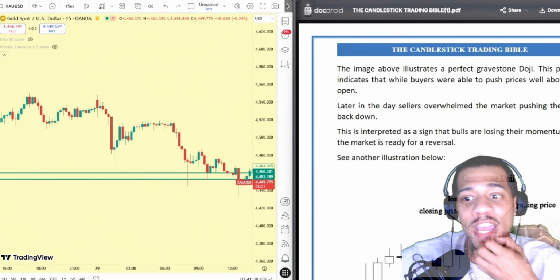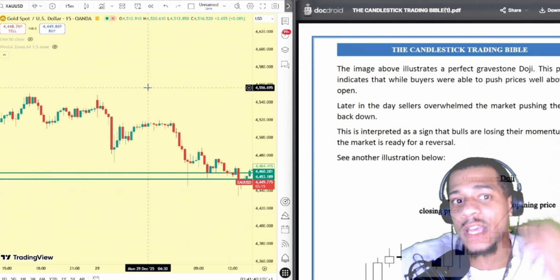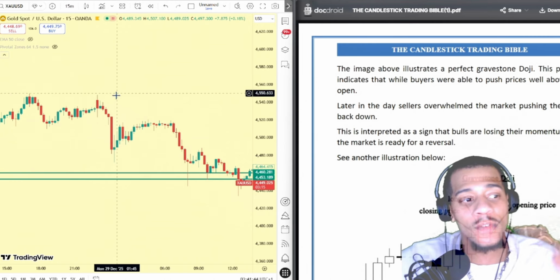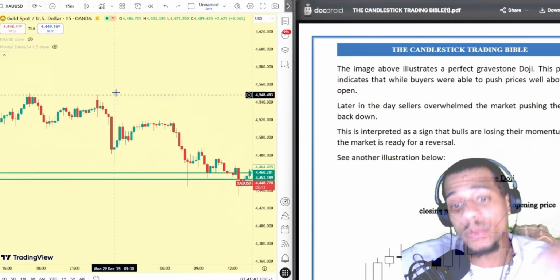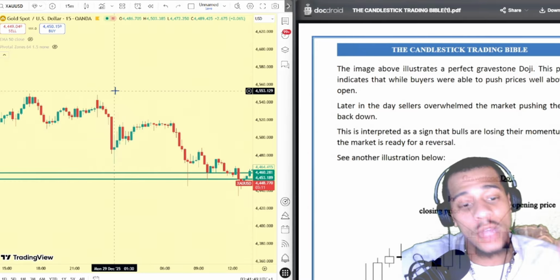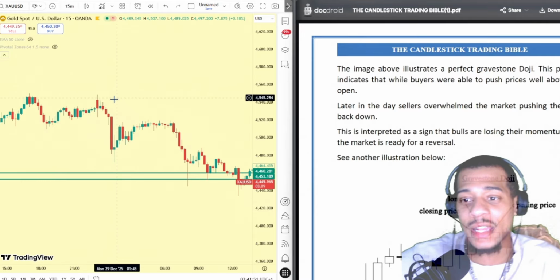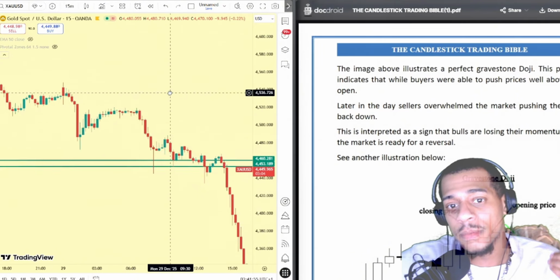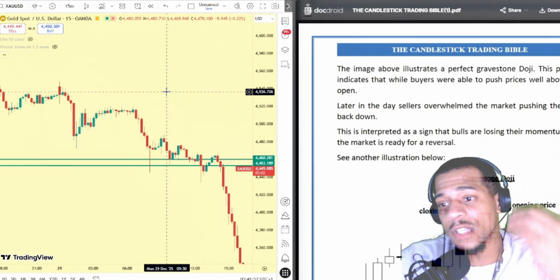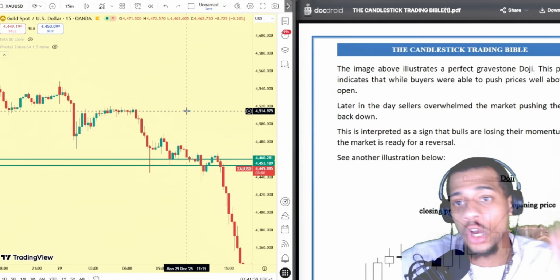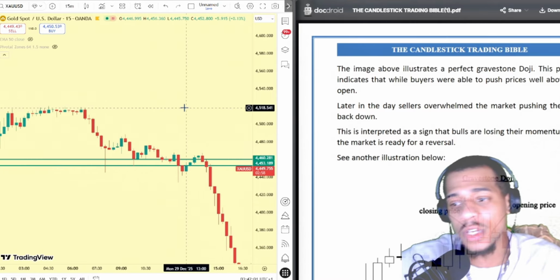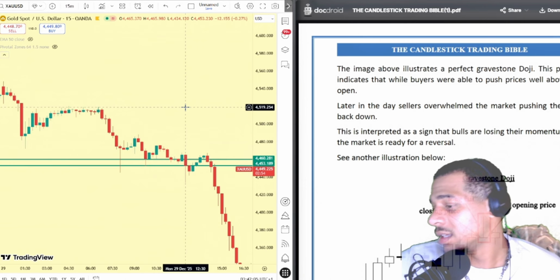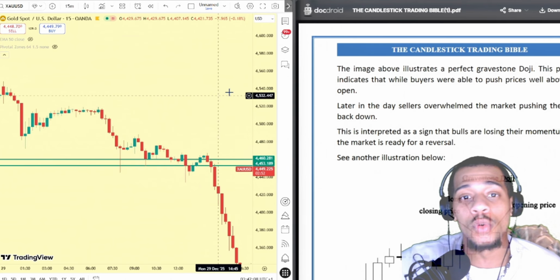Well, hey, I see a gravestone doji. It's rejecting. It adds another level of confluence. They say 1+1 = 2, but hey, if you got 1+1+1+1, if you got a lot of things going with your bias, if you think something's gonna go up and then you get a bullish engulfing, it just adds to the confluence. So with that being said, it is 9:42.